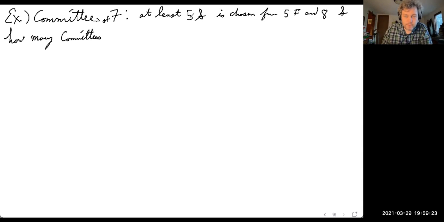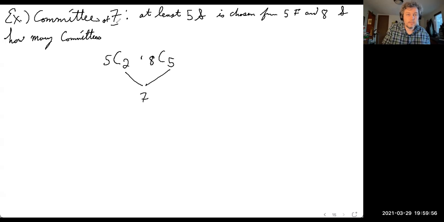So sorry about that. This should be 5 sophomores from a group of 5 freshmen, 8 sophomores. Again, this is a committee of 7. So let's see. If we have at least 5 sophomores, then with 5 freshmen we'd have to choose 2, because we're adding to 7, and then 8 choose 5. So the 5 and 2 is adding to this 7 there.